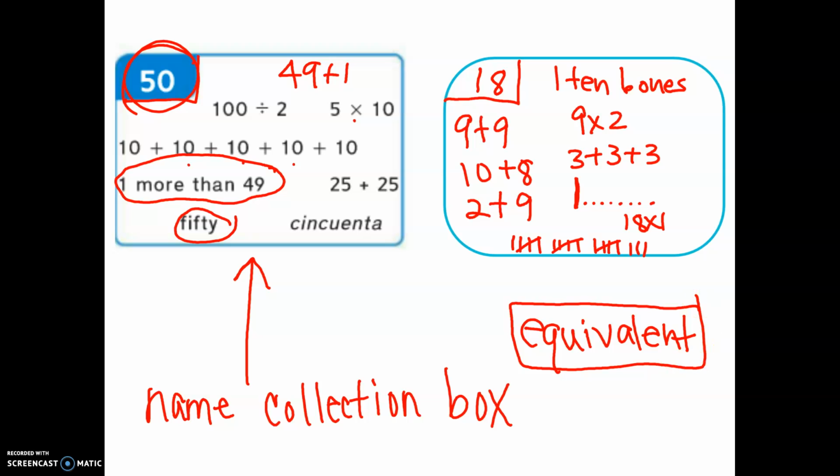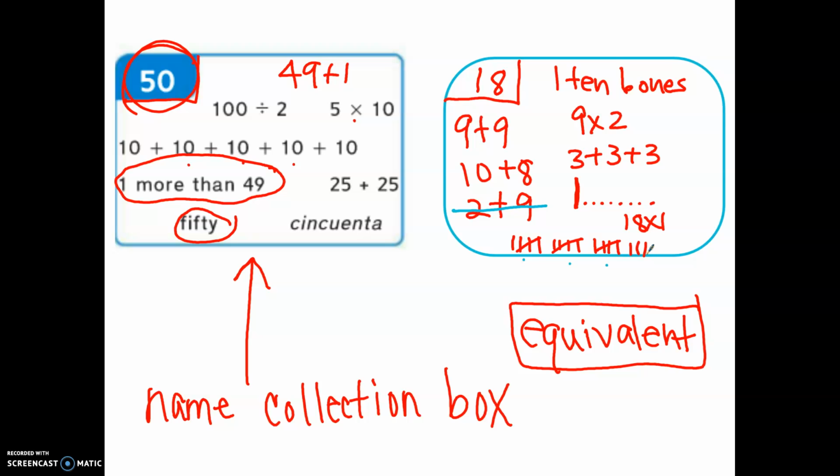So 9 plus 9. Yep, that's 18. 10 plus 8. Yes, that's 18. 9 plus 2. Wait, that's only 11. So I'm just going to cross that off. It doesn't belong. It's not equivalent. I'm going to count my tallies down here. 5, 10, 15, 16, 17, 18. Yep, that's equivalent. I'm going to keep that.